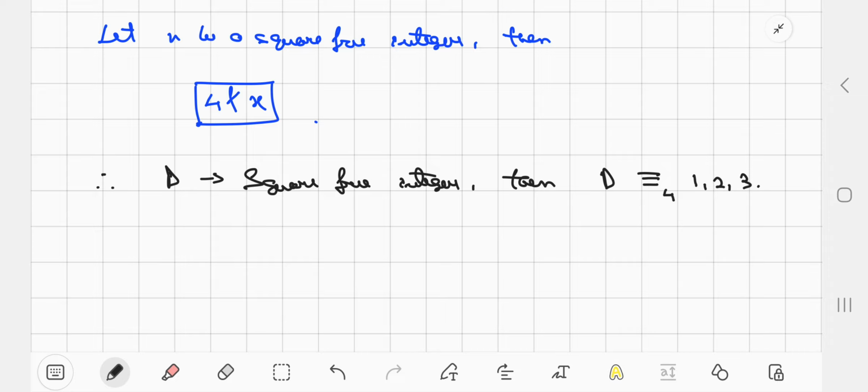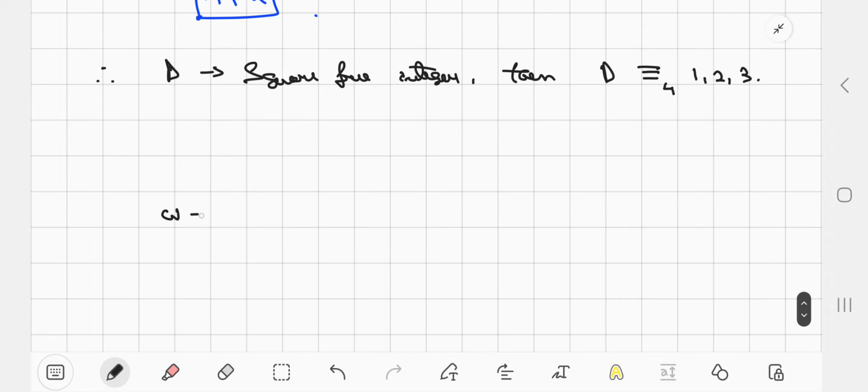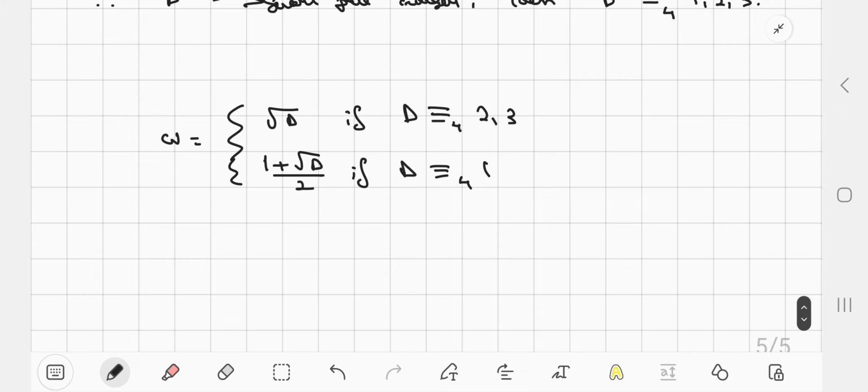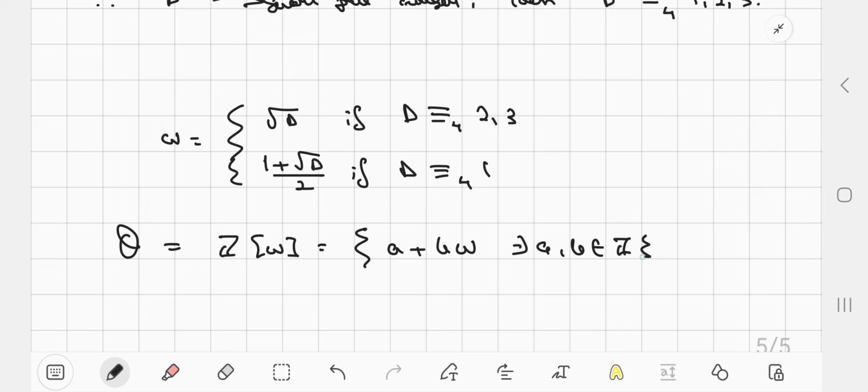Now we define an element W to be root D if D is congruent to 2 or 3 modulo 4, and to be (1 plus root D) by 2 if D is congruent to 1 modulo 4. With respect to this element W, we define the group theta to be ZW, which is the collection of all elements of the form A plus BW, such that A and B are integers.